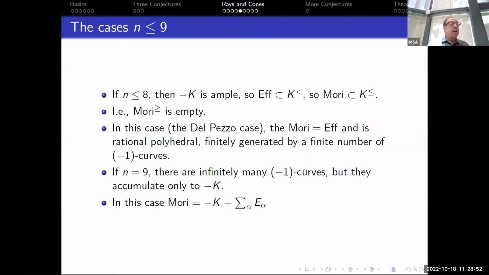If n is 9, there could be infinitely many -1 curves. And generally, there are infinitely many -1 curves, but they all accumulate to the boundary, and the boundary only has that one curve in it, minus k, the cubic through 9 points. And so the Mori cone consists of that one ray, the anticanonical ray, plus the -1 curves.